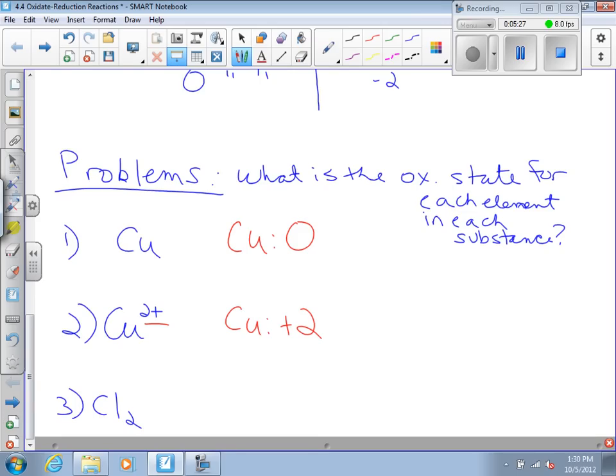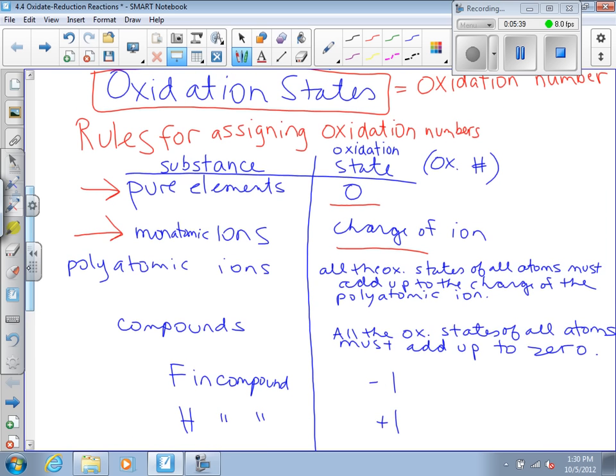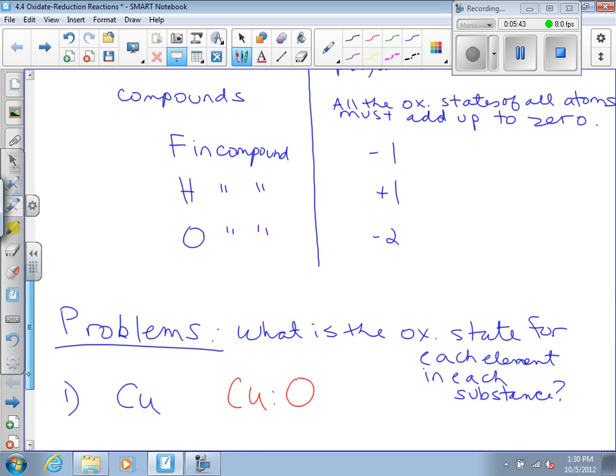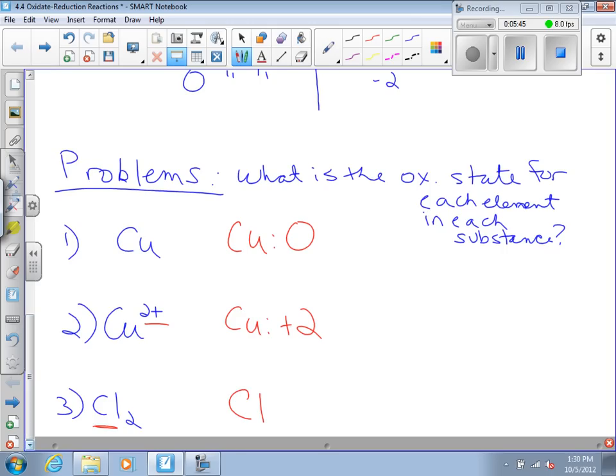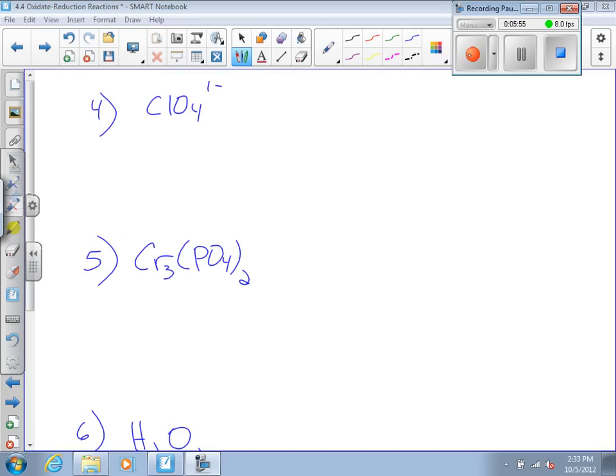And the last one we will do on this particular page is chlorine. Now, chlorine is a pure element because there's only one element in here. We go back up to our rules, and again we have a pure element, so the oxidation state is 0 for each chlorine. I do not write Cl2, I just write chlorine over here because each chlorine has an oxidation state of 0 since it's a pure element.